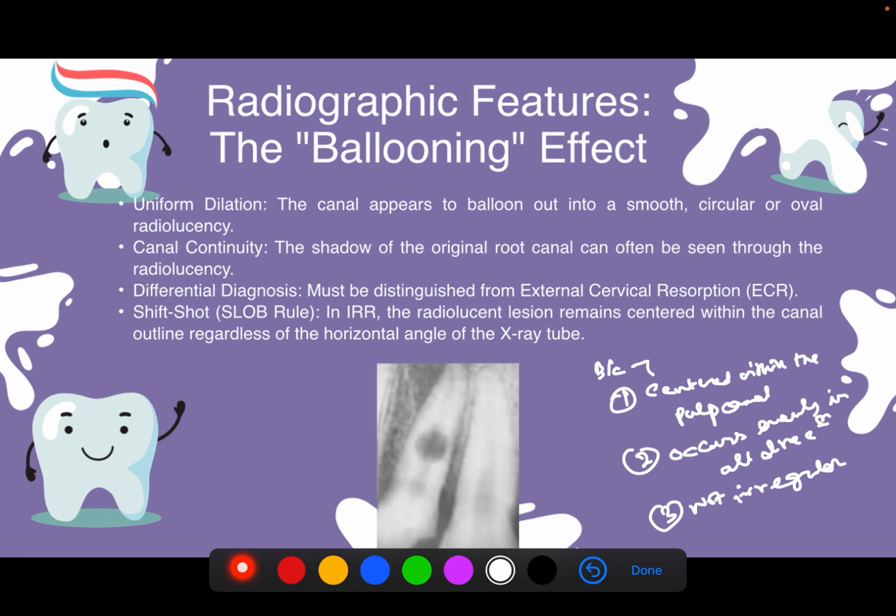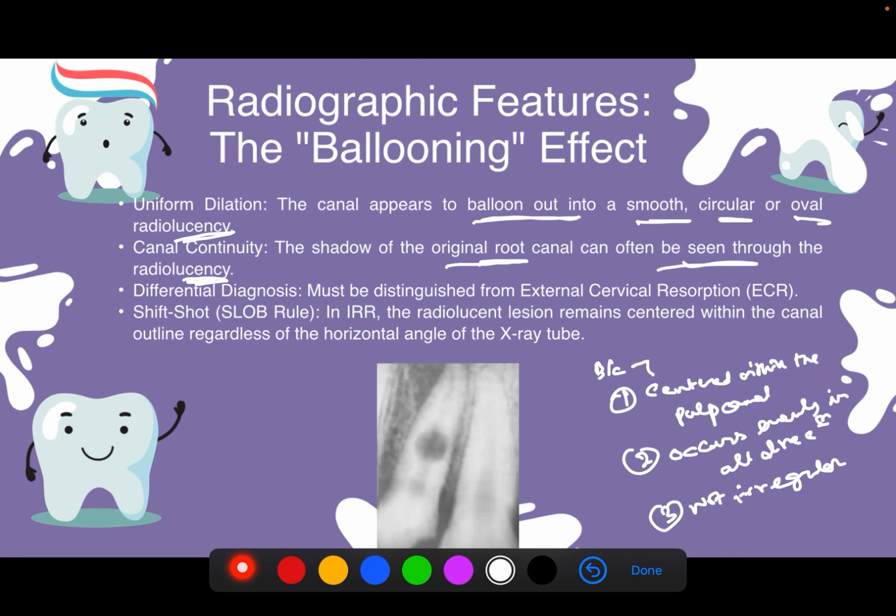Now, what is the external reabsorption contrast we see here? In external reabsorption, we see an irregular outline, jagged radiolucency, asymmetrical destruction. That's why we see it that way. In internal reabsorption, there's a uniform dilation. The canal appears to balloon out into a smooth circular or oval radiolucency, and the shadow of the original root canal can be seen through the radiolucency.